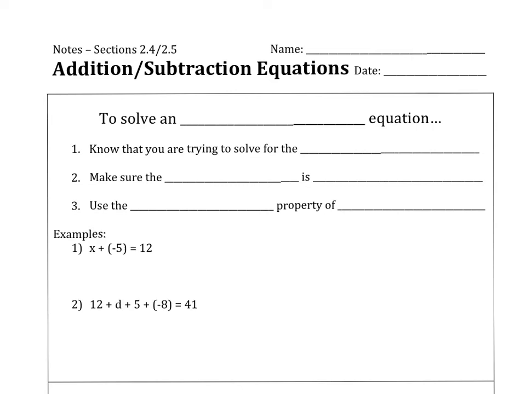Math 7, Section 2.4 and 2.5. This is addition and subtraction of equations. To solve an addition equation, first of all, we need to know that you are trying to solve for the variable. In all of these equations, you're going to find the variable, and that's what you're going to be solving for.